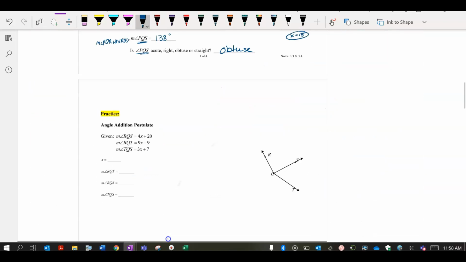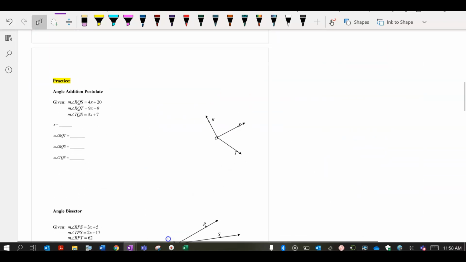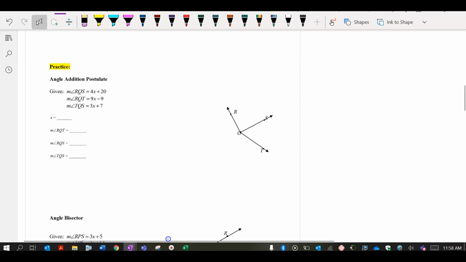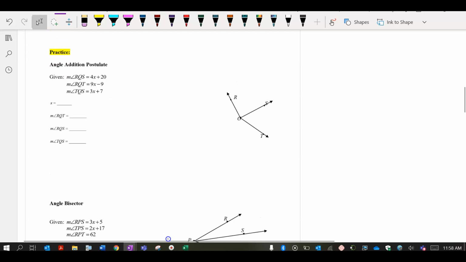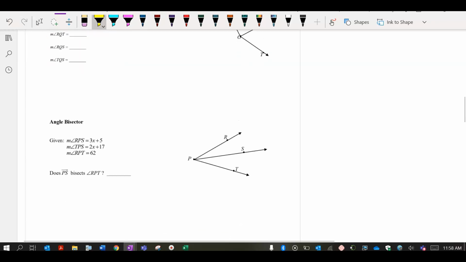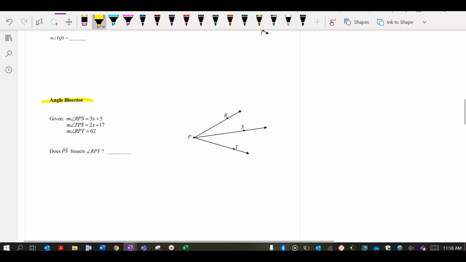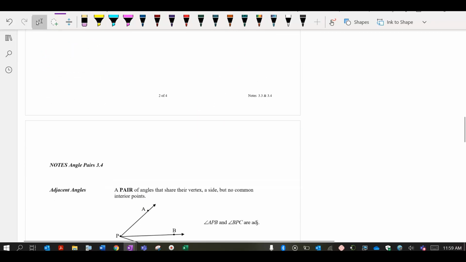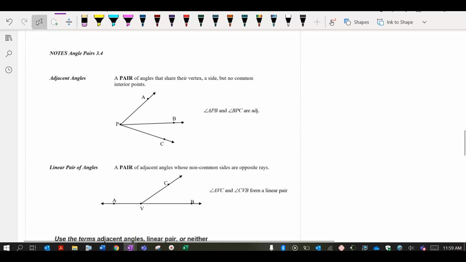All right, moving on to the next. Here are a couple examples that I would like you guys to go ahead and try. I will get those filled in for you guys later, but right now I'm going to move on to the next ones. As you notice, I labeled up top angle addition postulate. So this is the first example I gave you guys, and angle bisector is the second example I gave you guys. So please use those to help you. And if you have questions, we'll talk about them later.